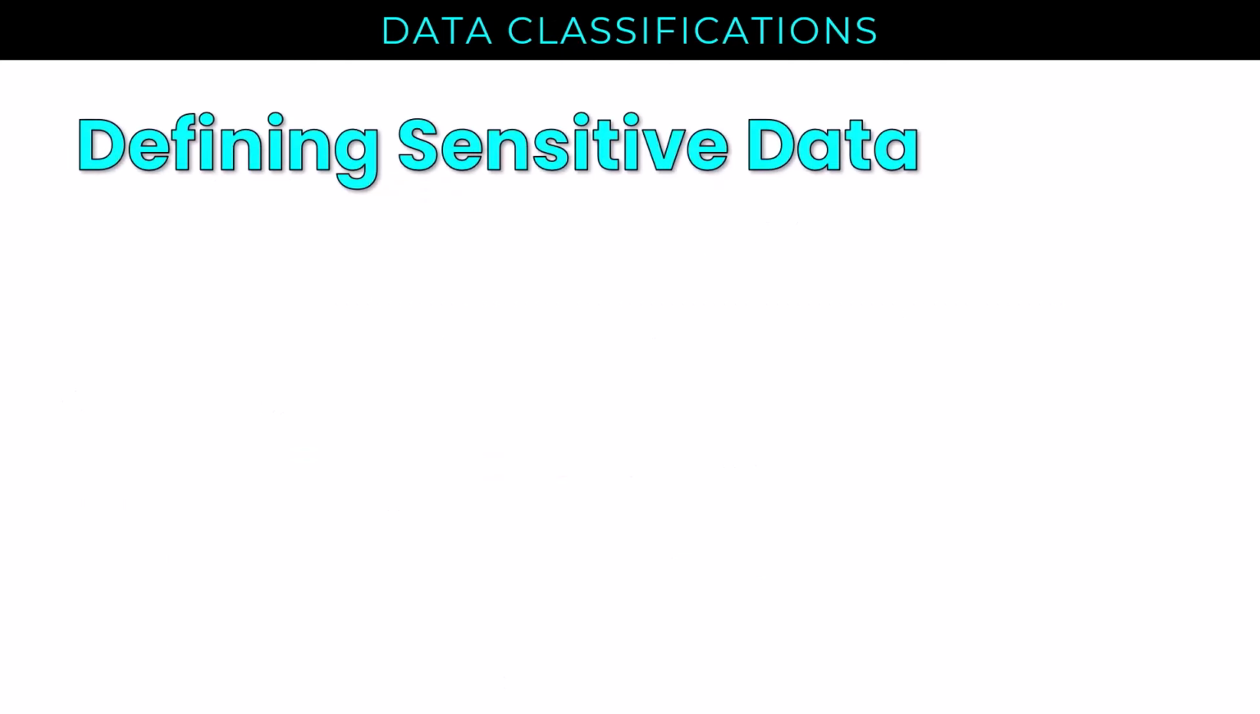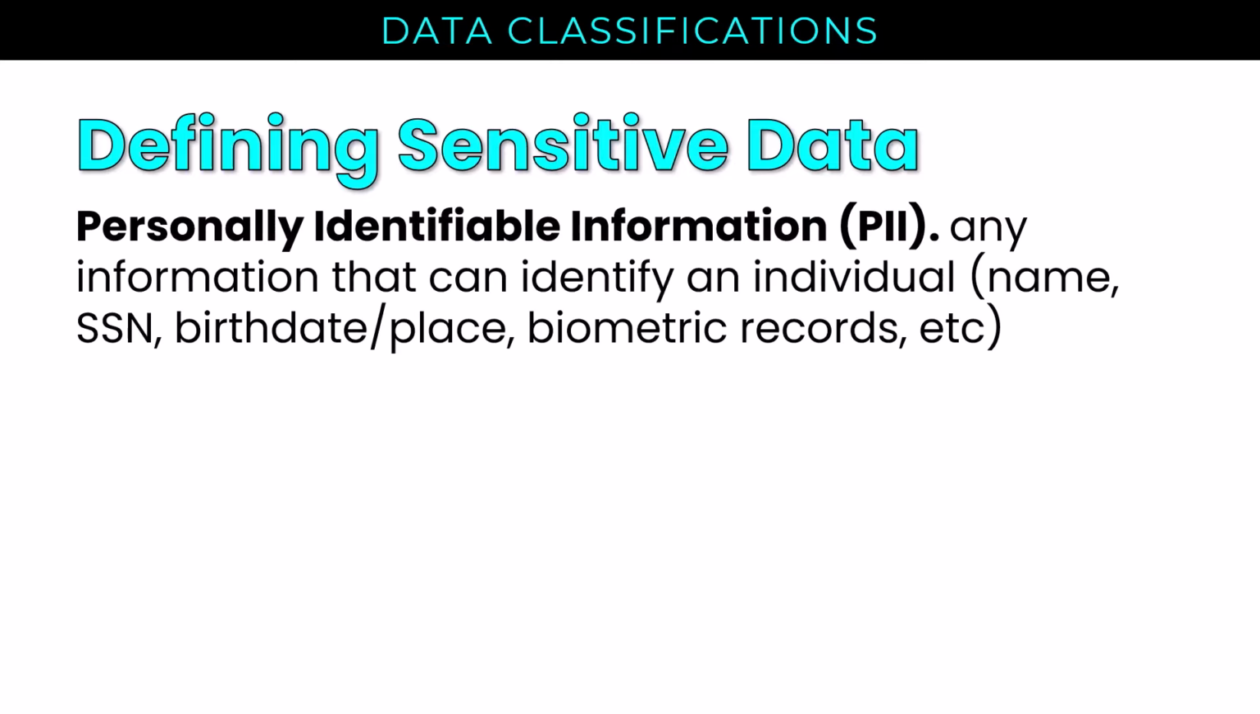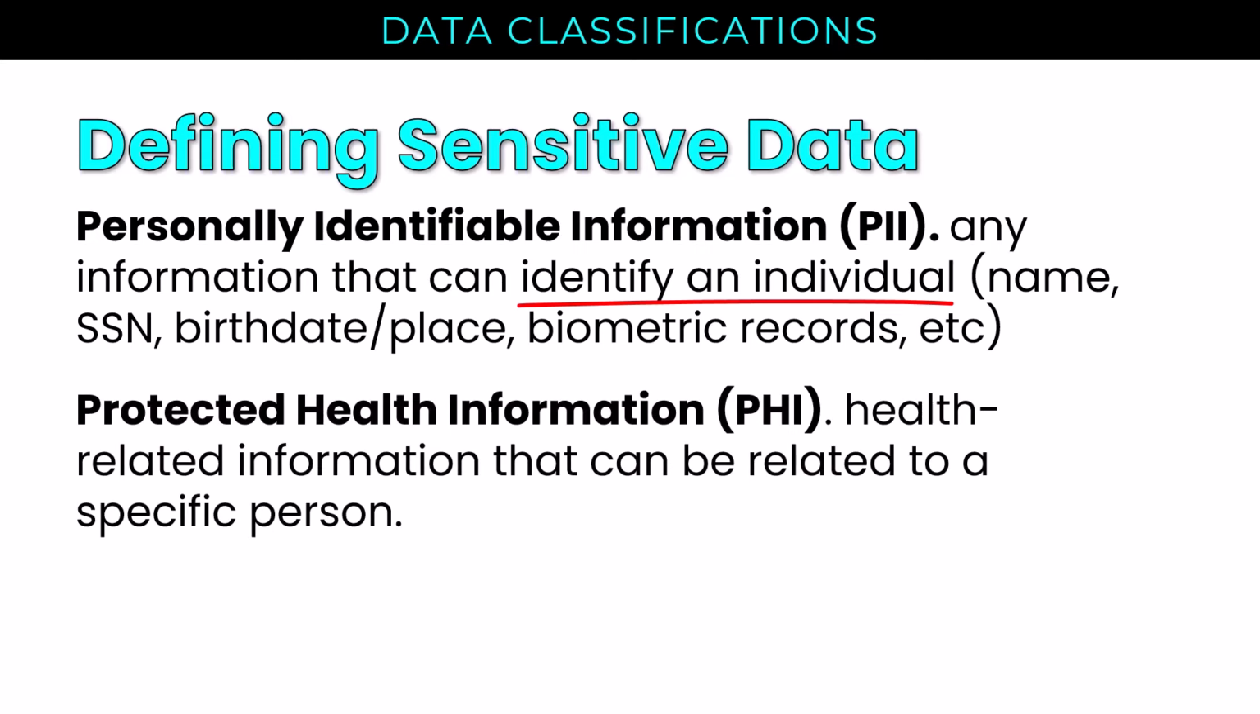Now I want to take a sidebar here and unpack two examples of sensitive data that I think you should be familiar with for the exam, and it'll be generally helpful as you navigate the world of cybersecurity. We have personally identifiable information, PII, which is any information that can identify an individual, like a name, social security number, birth date and place, any biometric records or data. The other most common one is protected health information, which is health-related information that can be related to a specific person. PHI is protected under HIPAA regulations.